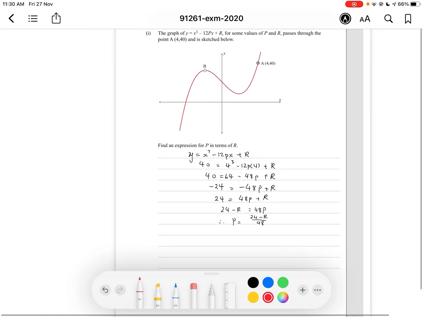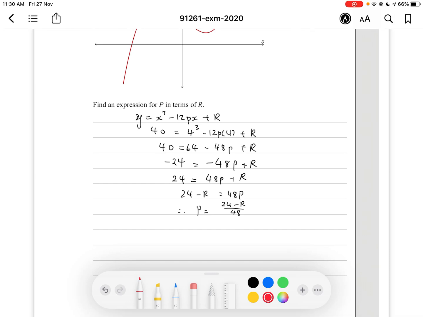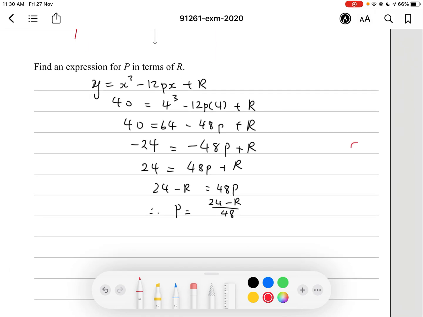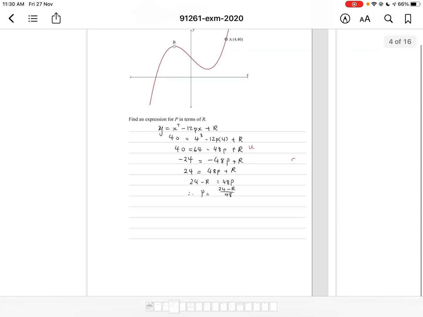This question should be a merit level question, since I don't usually do three achieved questions in a row. And in terms of getting achieved, if you can just substitute the point (4, 40) into the equation and get something like this, that could be enough to get you an achieved. Alright, so that's question C.